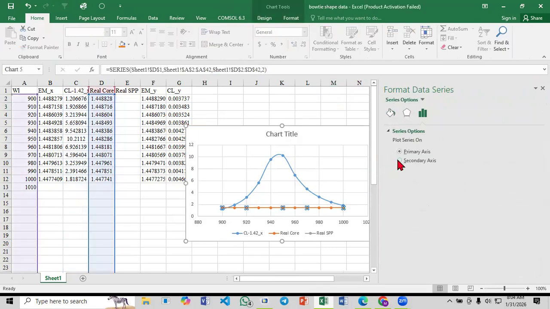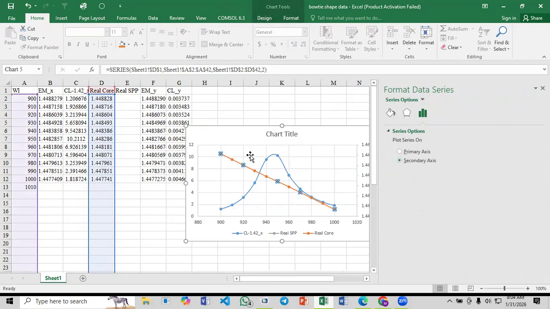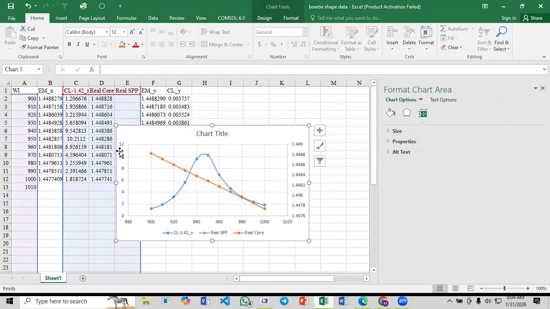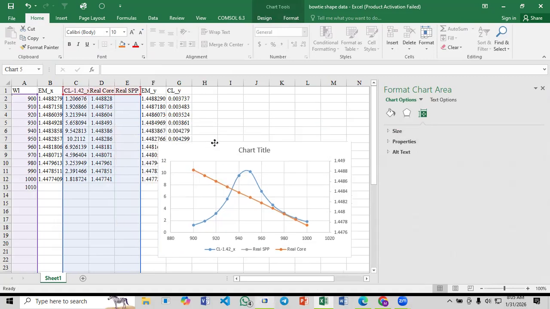This is actually the secondary axis. You have to choose a secondary axis, because the value of confinement loss is very large compared to this other value. So here you can see that its value is showing in the secondary axis. Now we have to calculate the real part of the SPP mode.